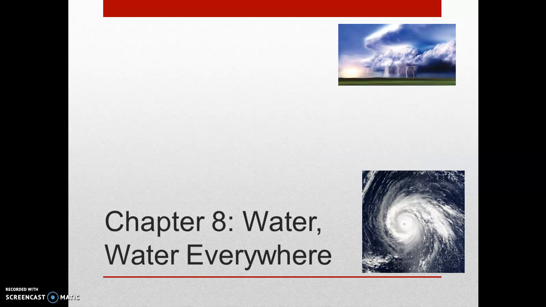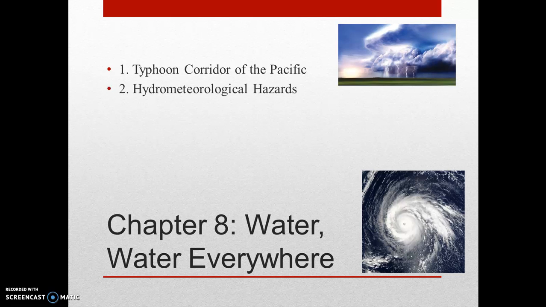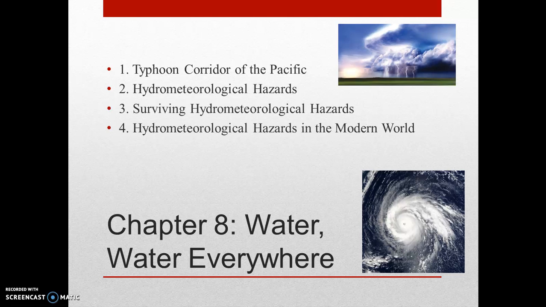The next chapter is chapter 8, entitled Water, Water Everywhere. This chapter talks about the typhoon corridor of the Pacific, and also the hydrometeorological hazards and the concept of the water cycle. Next, we have surviving hydrometeorological hazards and hydrometeorological hazards in the modern world. And lastly, we have common diseases from hydrometeorological hazards.